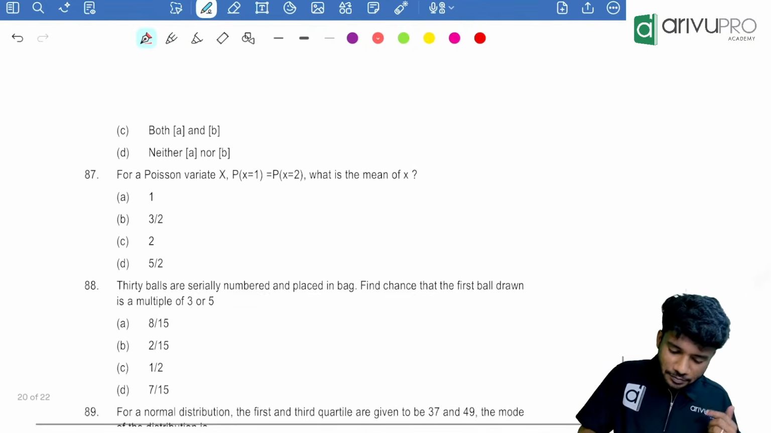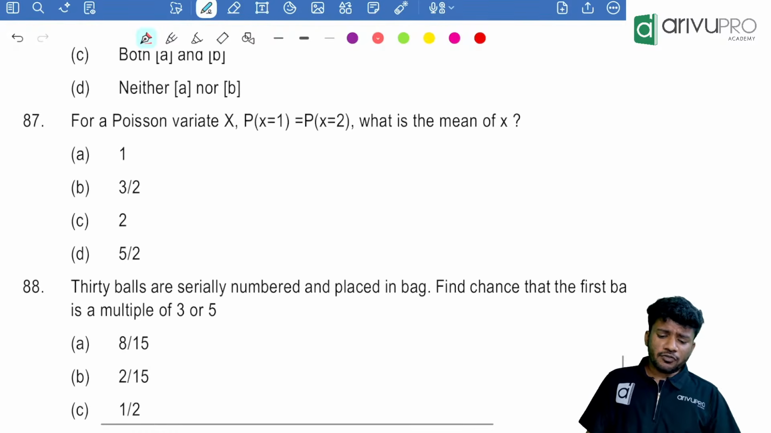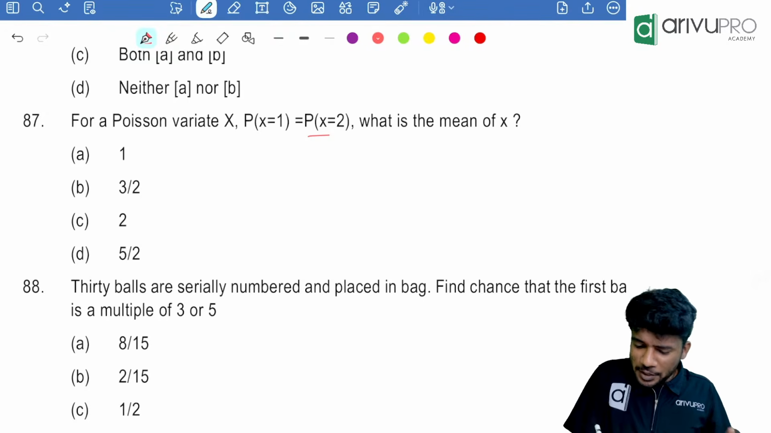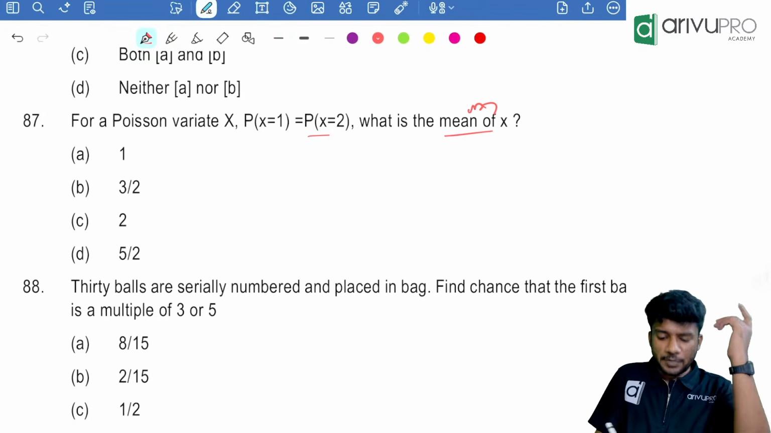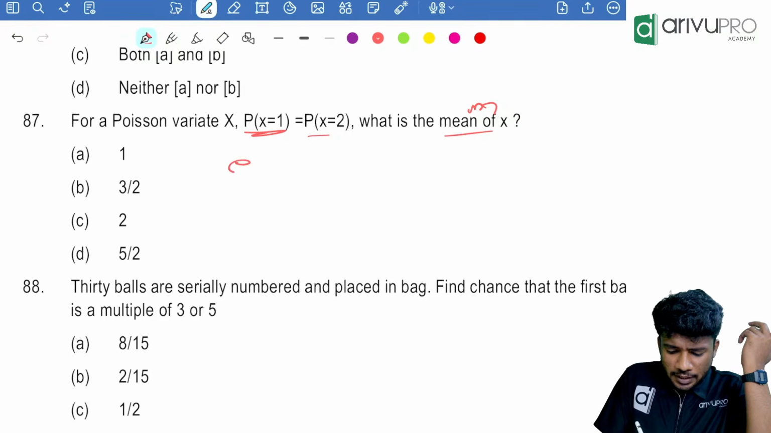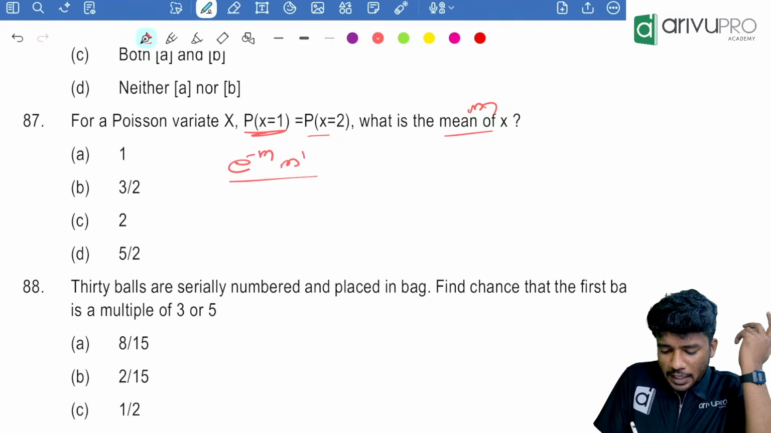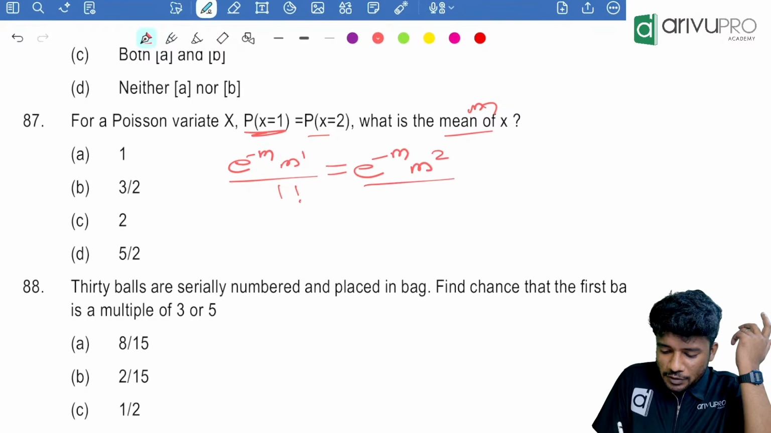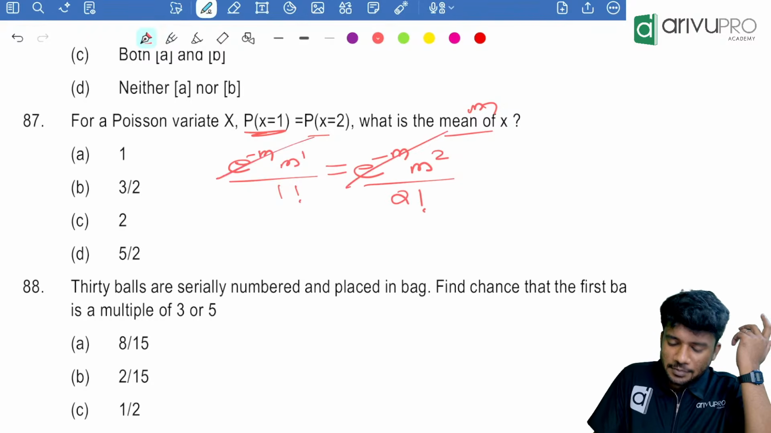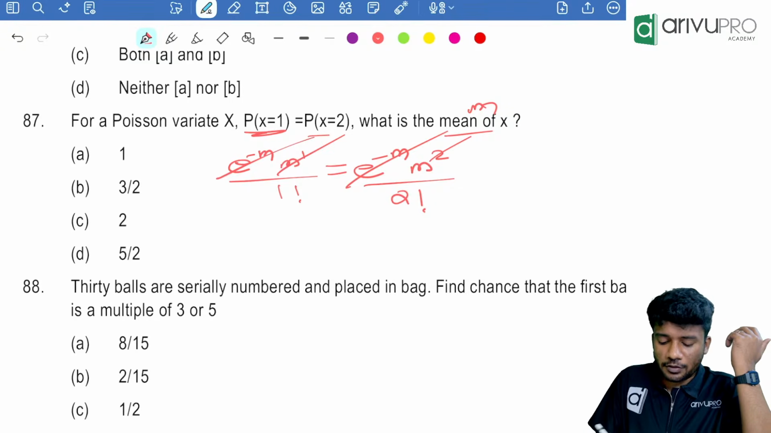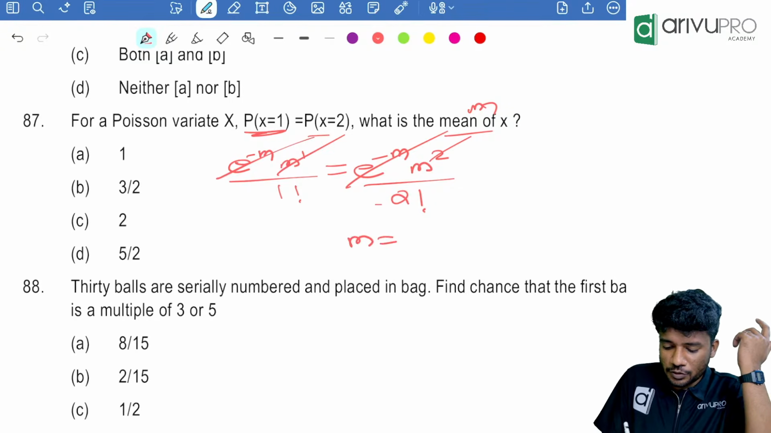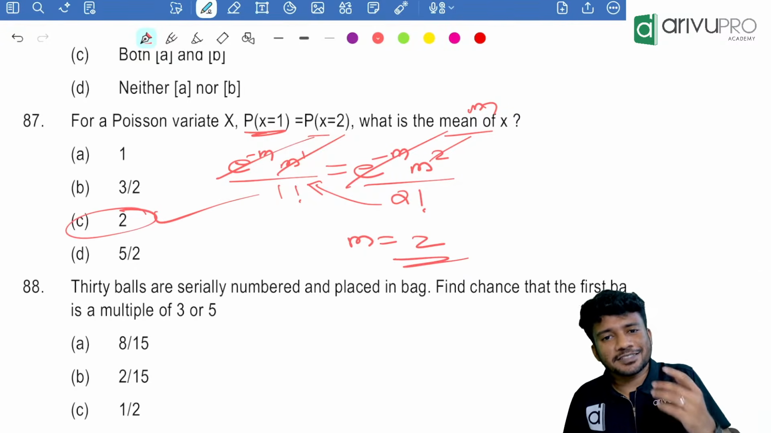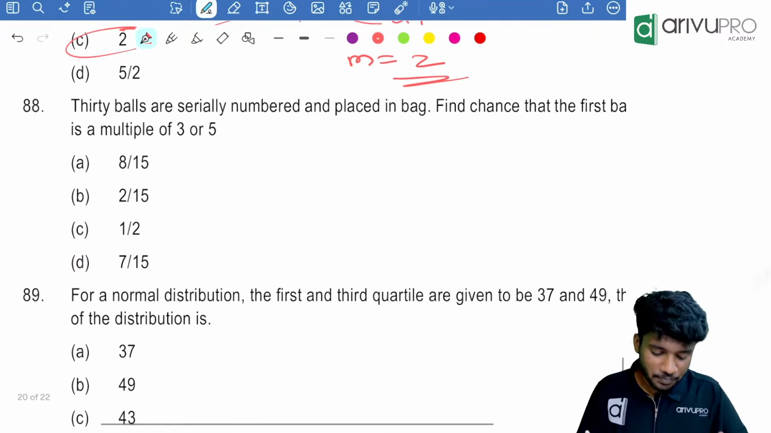Okay. Done. Next one. For a Poisson variate, P of X equal to 1 is equal to P of X equal to 2. We need to find the value of m. Now people, how to find X equal to 1? e raised to minus m, m raised to 1 divided by 1 factorial, which is e raised to minus m, m raised to 2 divided by 2 factorial. e raised to minus m and e raised to minus m cancel. m and m square got cancelled. What is remaining? m goes to this side, and 2 will remain. Which option is the answer? Option C. Mean and variance are both the same in what?